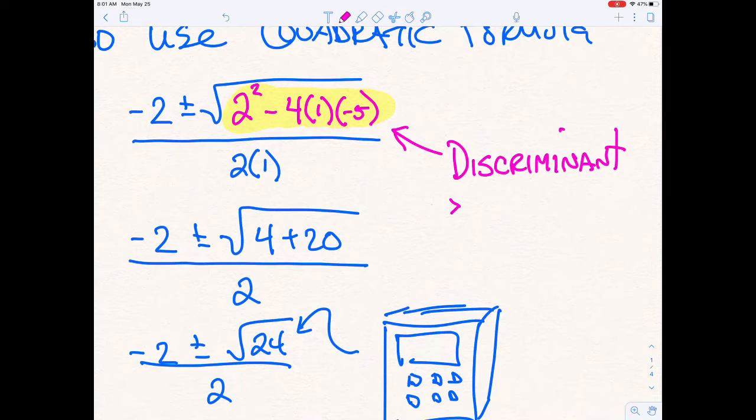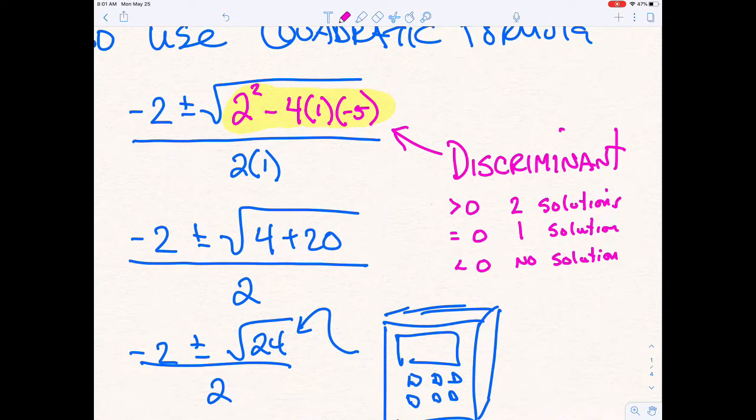If your discriminant is greater than 0, you're going to get 2 solutions. If your discriminant equals 0, you're going to get 1 solution. And if the discriminant is less than 0, which means negative, you're going to get no solutions. Now, at higher levels, we might claim that this isn't really no solutions. This is what we might call no real solutions, because there are imaginary solutions out there, but we're not discussing those right now.